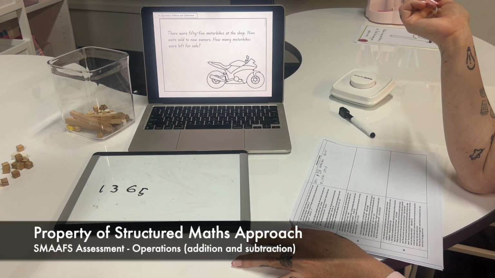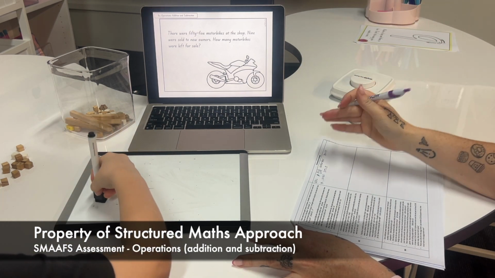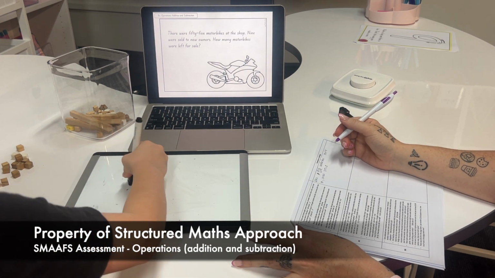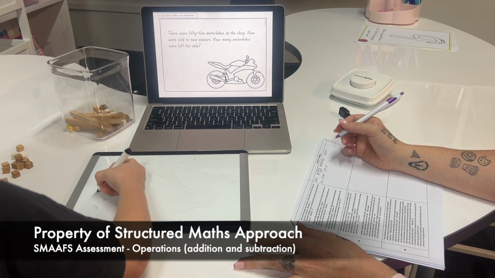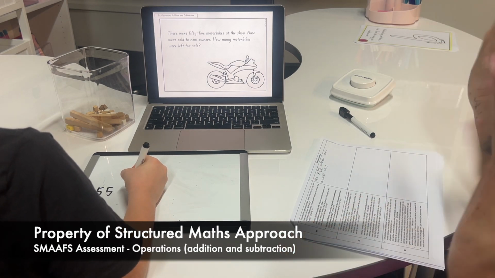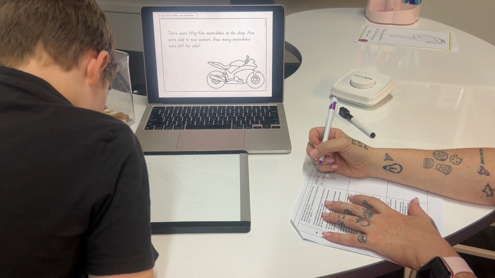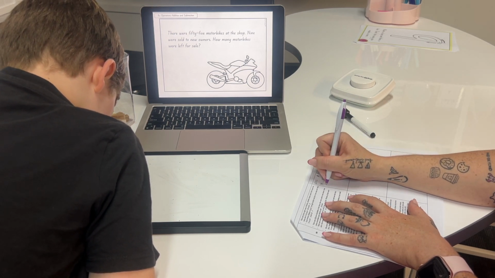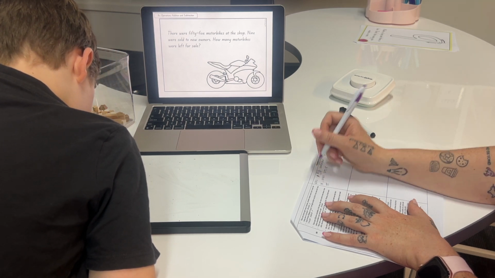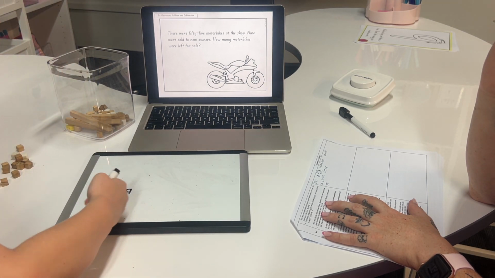There were 55 motorbikes at the shop. 9 were sold to new owners. How many motorbikes were left for sale? I just take away the 5. And then 48? How'd you get 48?